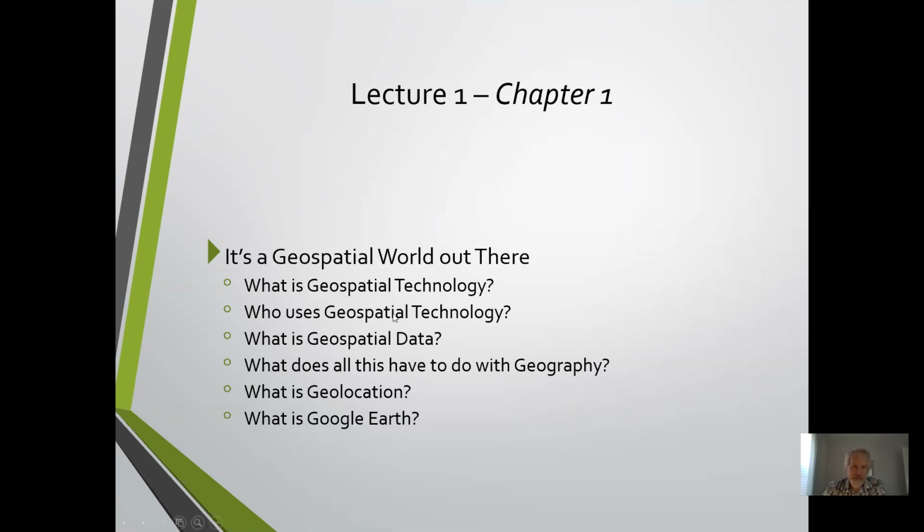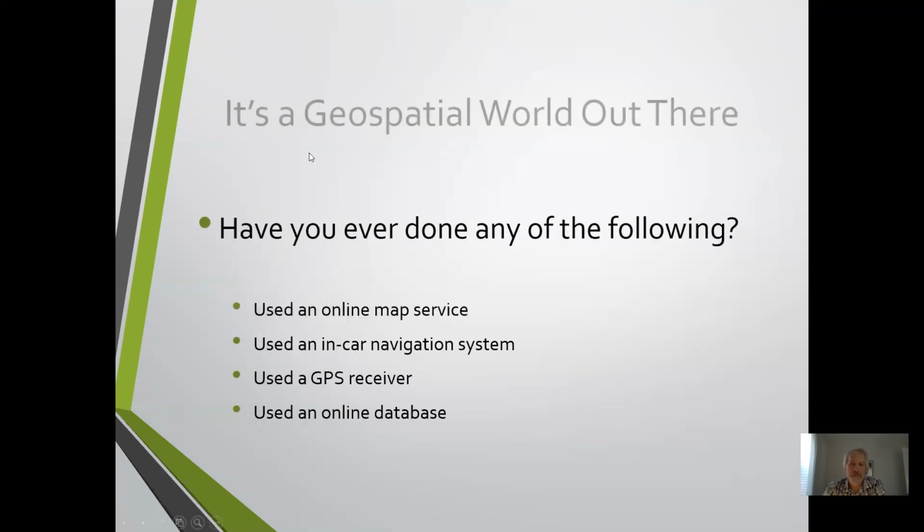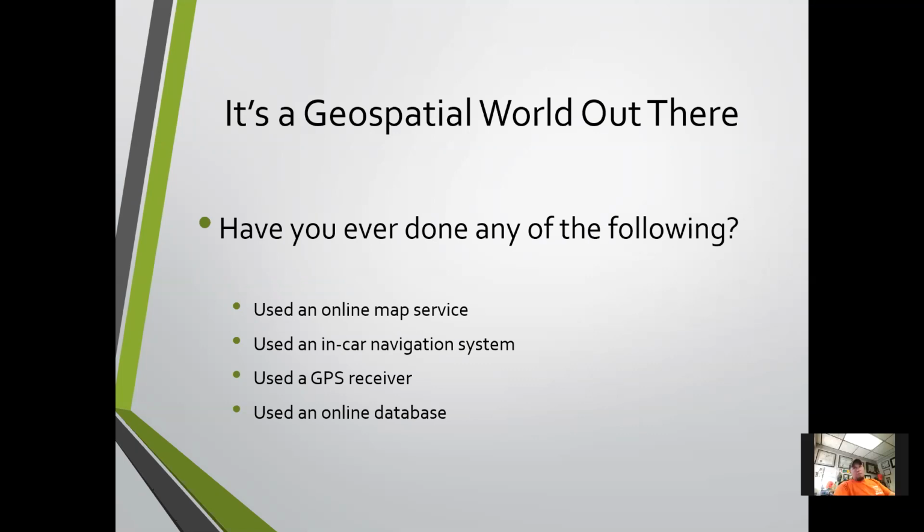So we'll talk about what it is, who uses it, what geospatial data is, geography, geolocation, and Google Earth. One of the things, and I'm sure everybody can answer yes to these questions: if you've ever used an online map service, and I'm sure everybody has, an in-car navigation system, which could be your cell phone now, a GPS receiver, or an online database, basically you've used some kind of geospatial technology, okay?